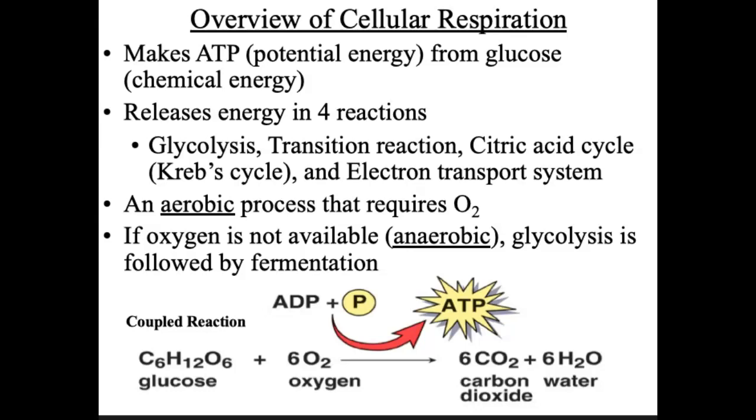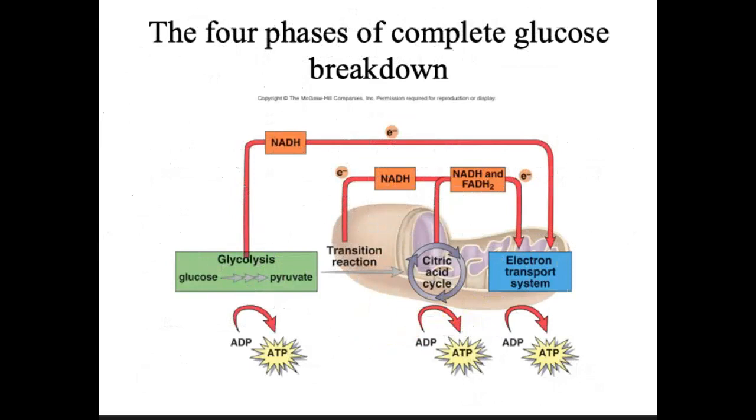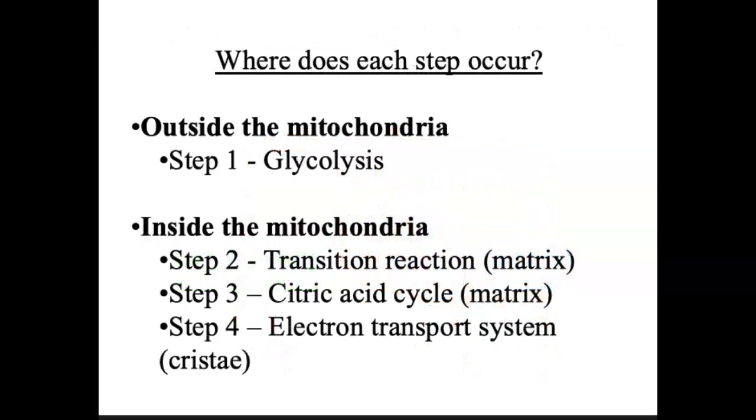So we breathe in oxygen, which was the waste product of photosynthesis. Plants breathe in carbon dioxide, which is the waste product of cell respiration. Here are our 4 different reactions. In the cytoplasm, glycolysis will occur. Then the second reaction will be the transition reaction, the citric acid cycle, and the electron transport chain. So again, glycolysis is going to be the only process that occurs outside the mitochondria.